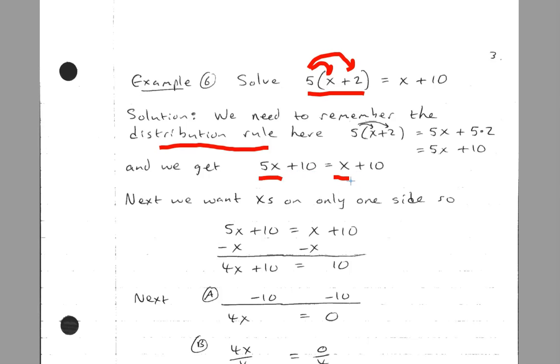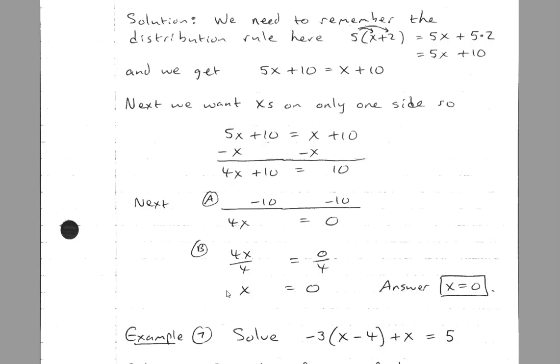We have x's on both sides, so the best next step is just subtract 1x from both sides. So 5x minus 1x, that's 4x. And these cancel. All right, we're in the standard form. Then subtract 10 from both sides and divide by 4. So x equals 0.